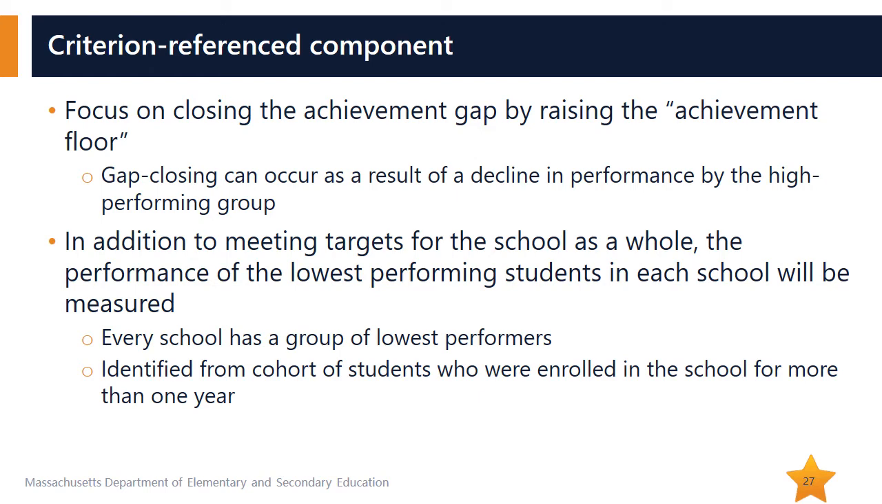Additionally, and in direct response to feedback we heard from districts across the state, we intend to include in the lowest performing students group only those students who have been enrolled in the school for more than 1 year. This means that for the first time, Massachusetts will be controlling for student transiency in the district and school accountability system.